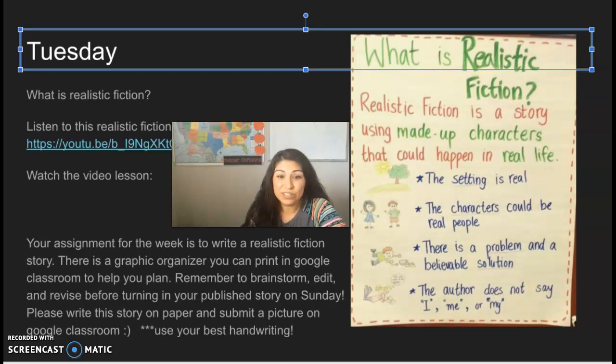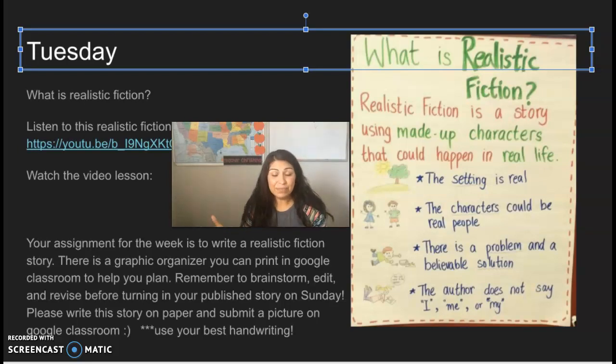So realistic fiction is a story using made-up characters that could happen in real life. So the characters could be real people, and there's a problem and a solution that are believable, meaning it's something that could really be a problem in real life, and it could be a solution that could solve a problem in real life. So we're thinking of stories like Enemy Pie, and we have the main character, and Jeremy Ross is the other character. And those could be real people. So they don't have any special powers. They're just normal kids. And that's what makes it realistic fiction.